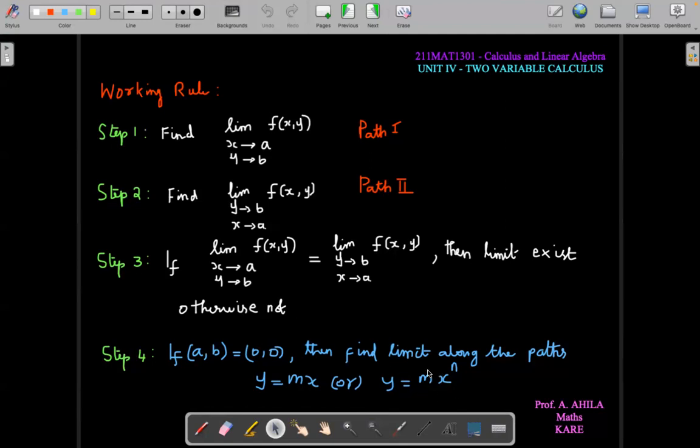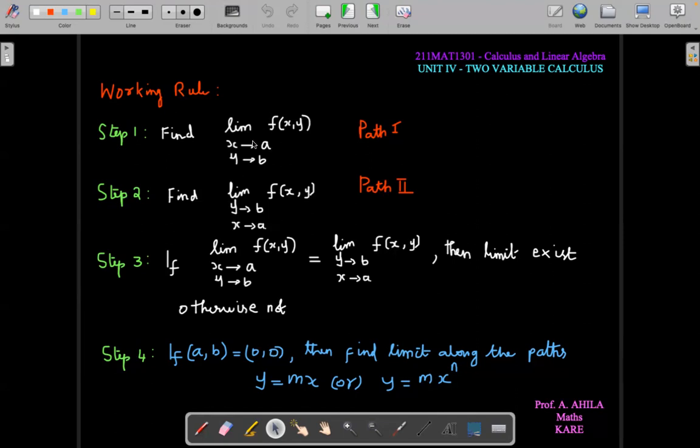So if we find along these two paths, then in all the four limits, the limits are taking the same value, means we say the limit exists. At any value, if it is not satisfying the same condition, means we say there is no limit.